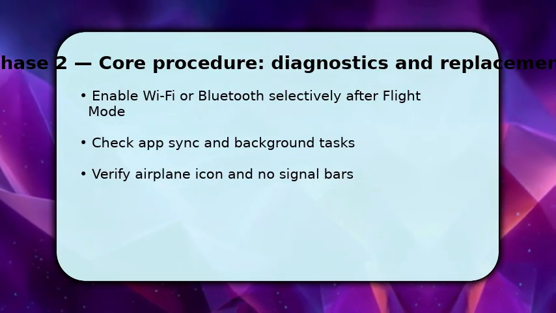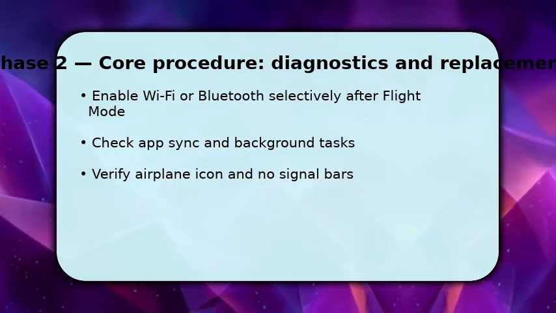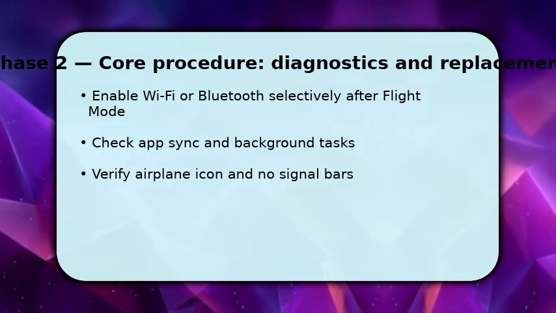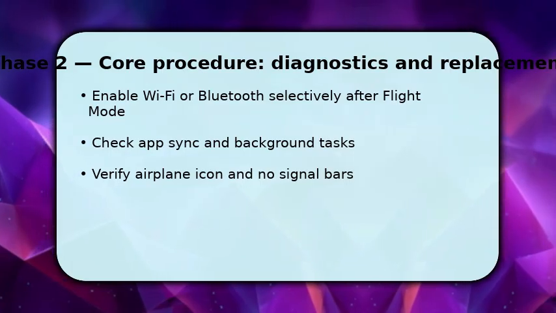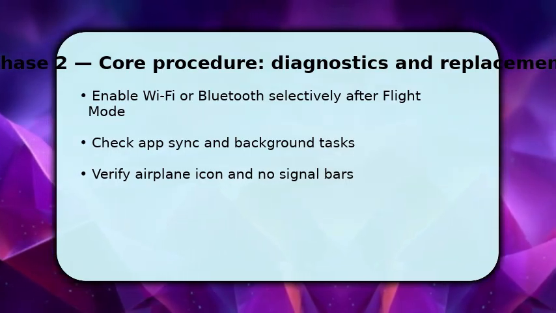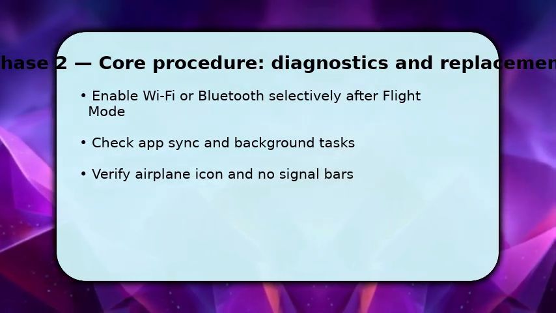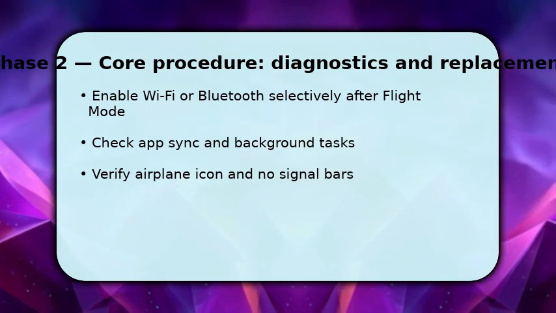Make sure the airplane icon appears in the status bar and that cellular bars disappear. That confirms radios are off. If you need GPS, many devices still allow location services even when radios are disabled.